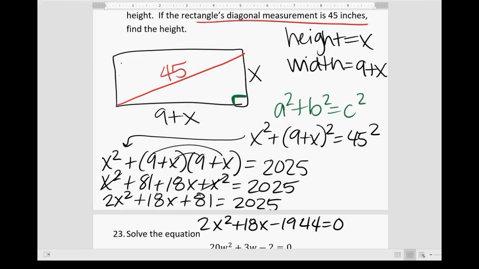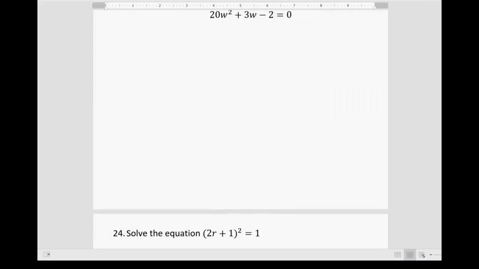1944 divided by 2 is 972. This would be really long to factor. What I would do is probably use the quadratic formula. You get two solutions, and then you want the positive solution. If you get a negative solution, which you probably will, you don't want to include that in your answer. But I'm running out of time, so I'm going to jump around and mention some things.